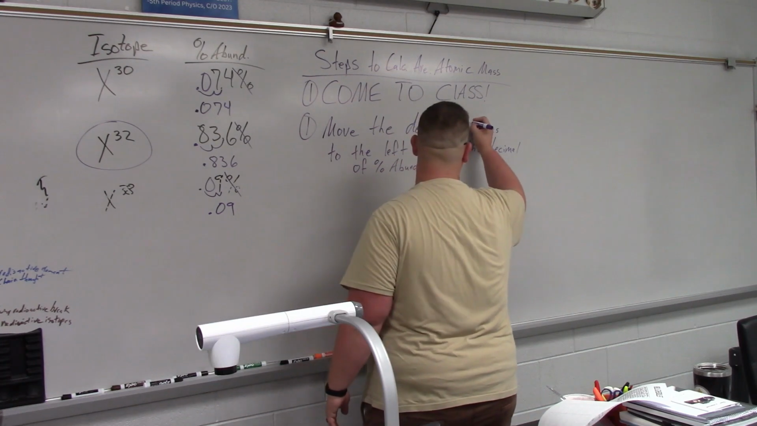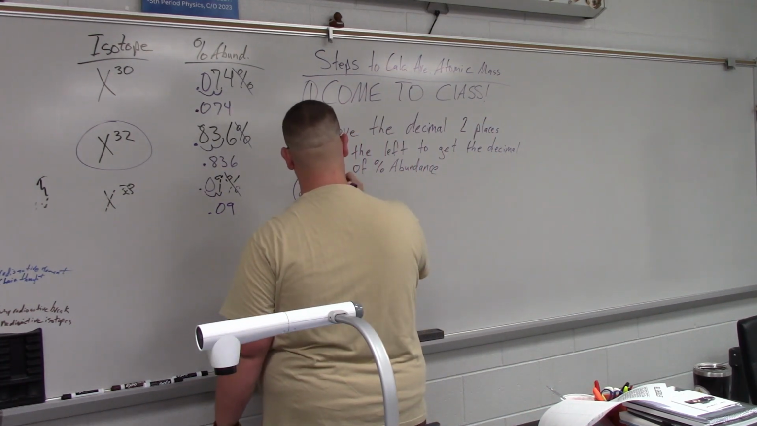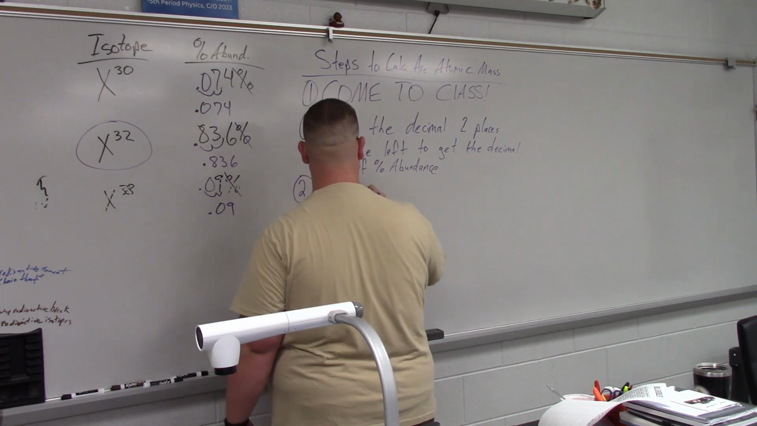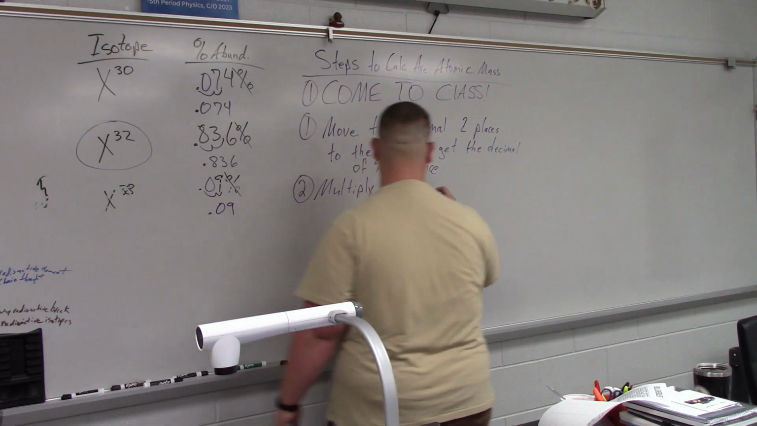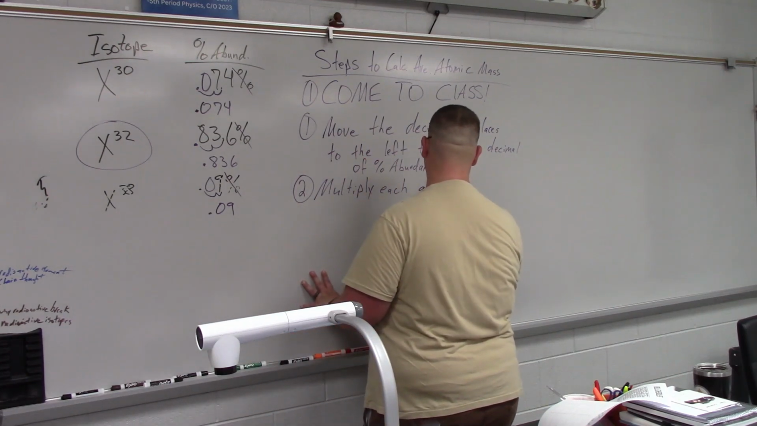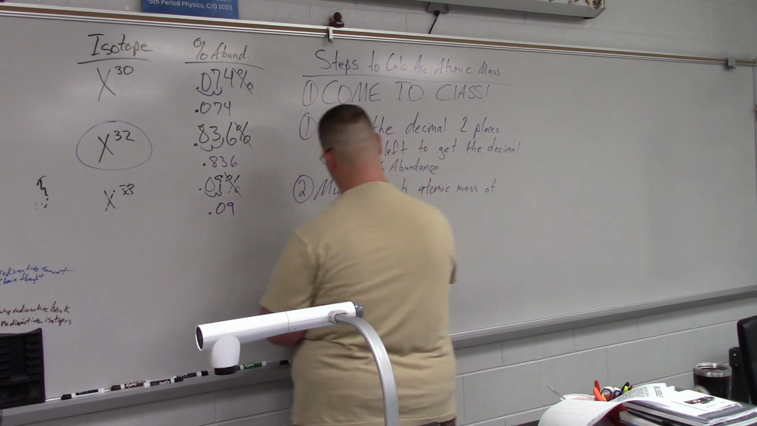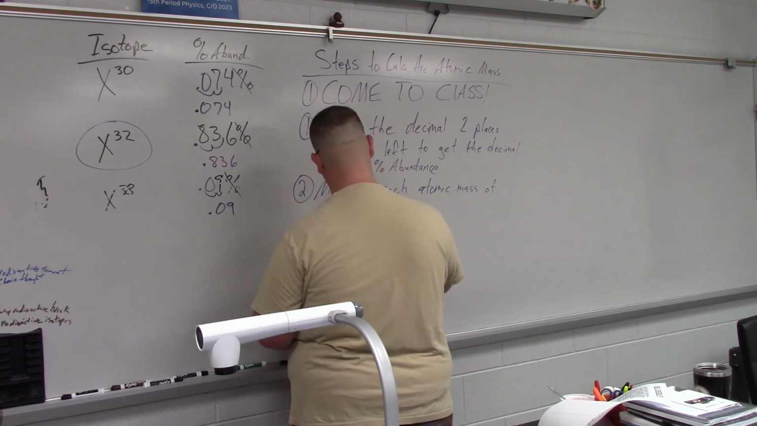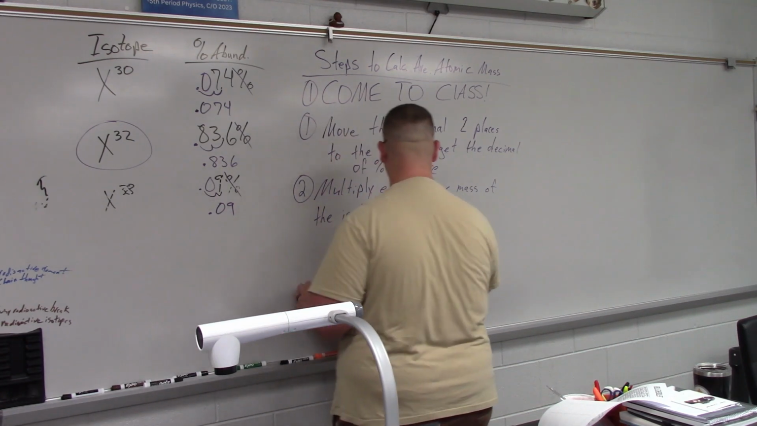So step 2, you will multiply each atomic mass of the isotope by the decimal of the percent abundance.